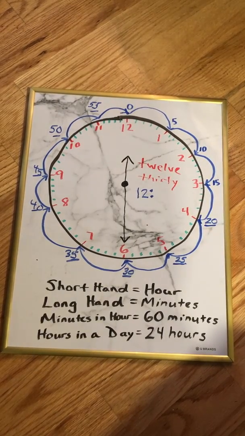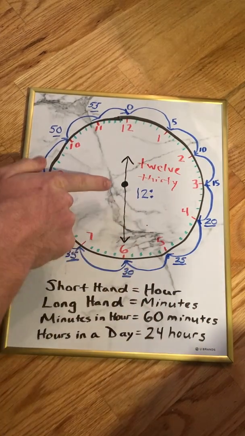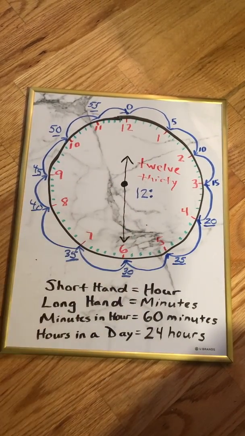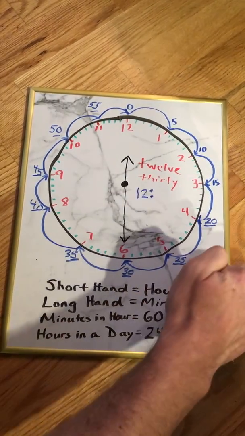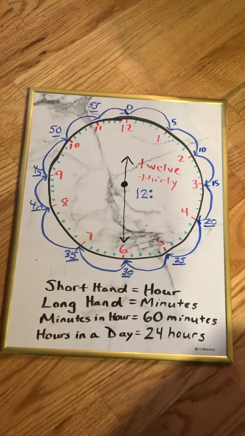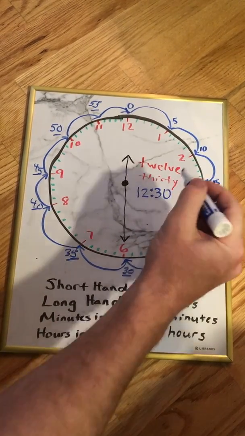So let's again make sure that we're counting the right way. So the longhand is pointing at the 6. Let's count up how many minutes that is. So that's 5, 10, 15, 20, 25, and you got it, 30. 12:30.